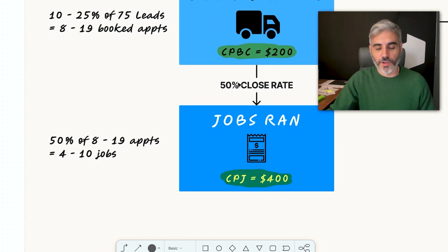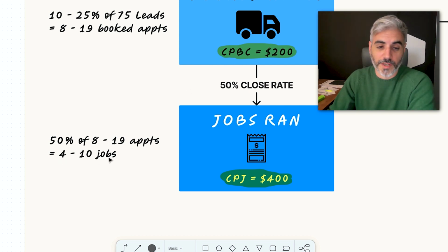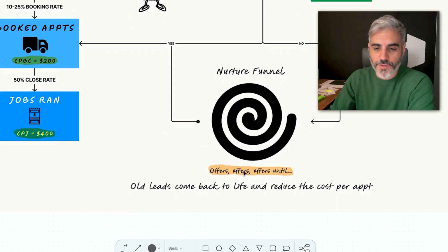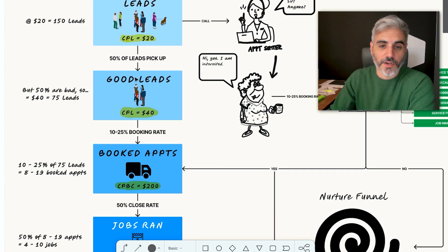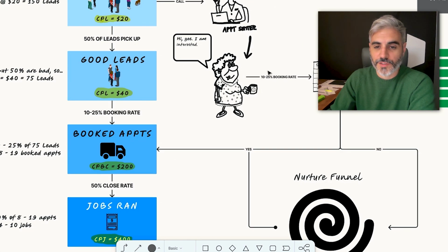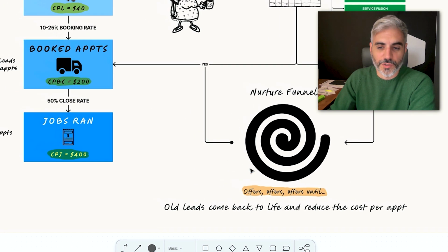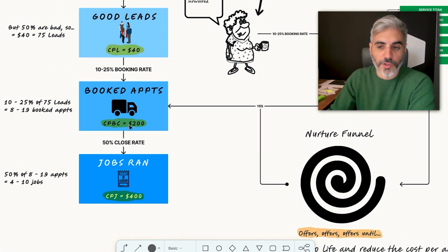Now, let's say you close about 50% of your in-house appointments. You're going to be closing about 4 to 10 jobs. Everybody that doesn't get closed goes into this nurture funnel. It's just offers all year long. And that's how we get some of these bad leads, or the good leads that we didn't schedule into an appointment, to come back to life, and that actually reduces the cost per appointment the longer you run the campaign.